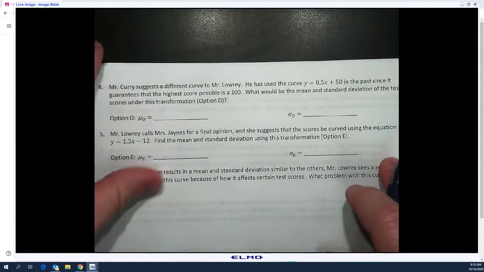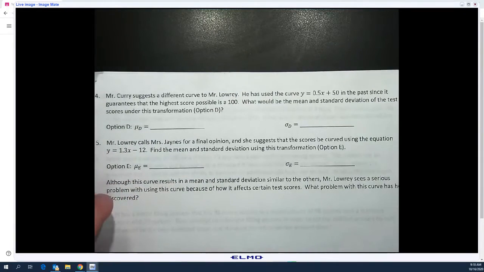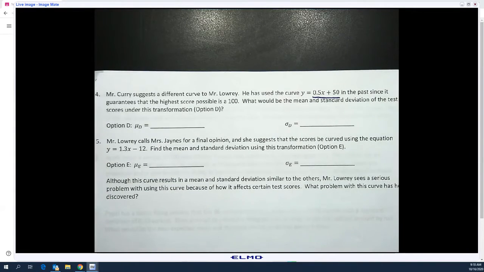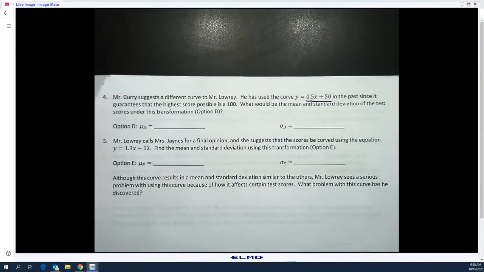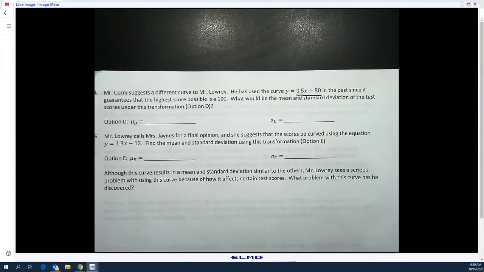Now we have Mr. Curry, and he suggests a different curve for Mr. Lowry. He has used the curve 50% of x plus 50 in the past, since it guarantees the highest score possible was 100. I think I've used that curve before. What would be the mean and standard deviation for the test scores under that? I'll give you a second. Why don't you guys try to get that? I'll get it as well.